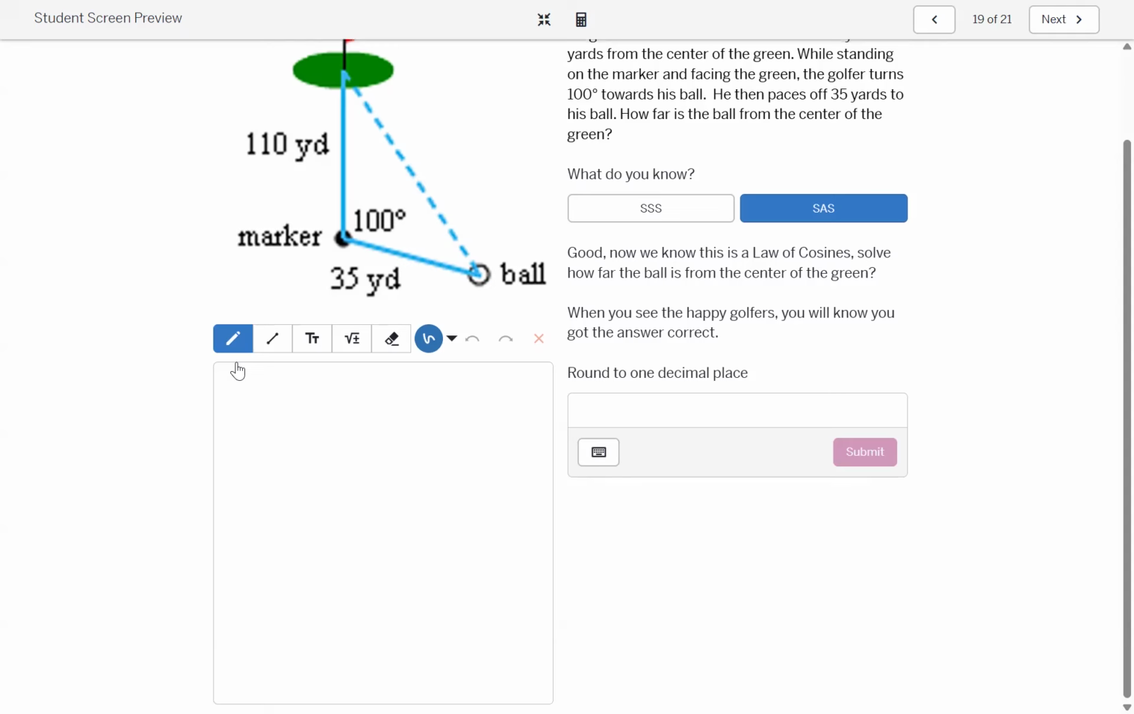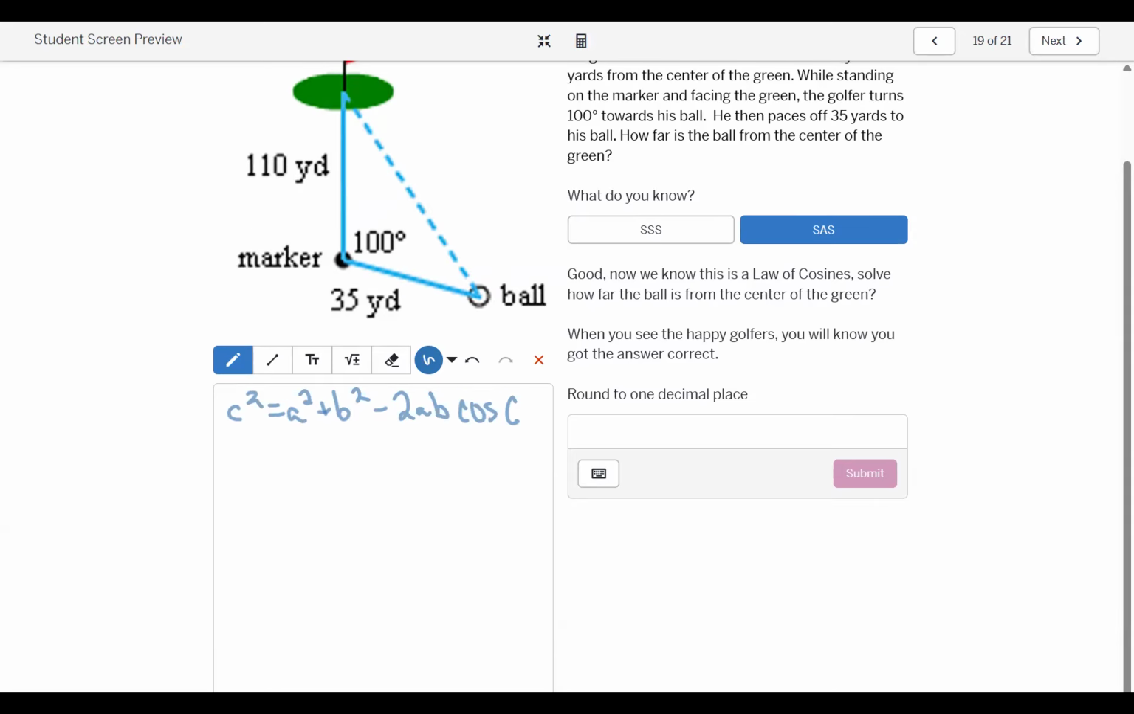So the law of cosines formula I'm going to give you guys on the test is this one. C squared equals A squared plus B squared minus 2AB cosine C. So we write that down. And now looking at the diagram, we have to figure out where do my labels go. So I've got all my side lengths, but I've only got one angle in my formula. So that angle in the formula, C, has to be the angle I'm told. So this 100 degrees here has to be C.